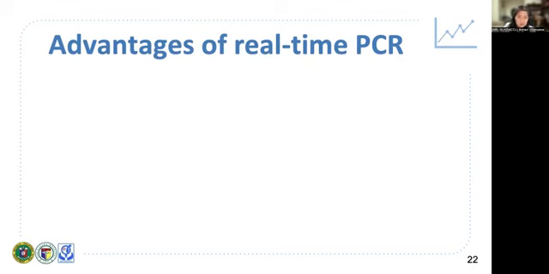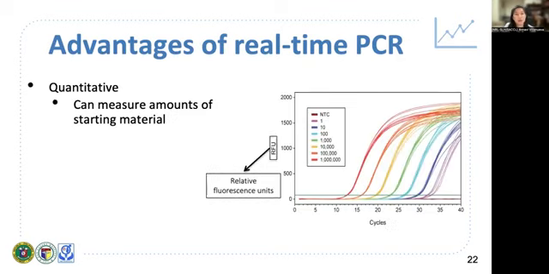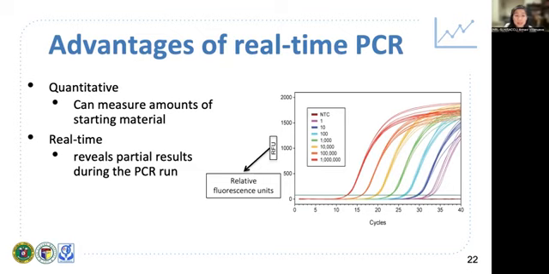So what are the advantages of real-time PCR? For one, it's quantitative because it can measure amounts of your starting material. And two, it's real-time. It reveals partial results during the PCR run. And three, it is more sensitive than your conventional PCR.